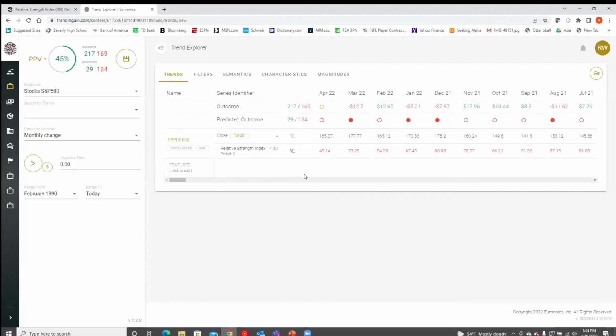Okay, well, let's go back to our first hypothesis, and let's put it back at 70. Now, again, what we were expecting to see here is that when you see a relative strength higher than 70, the stock price was expected to go down.